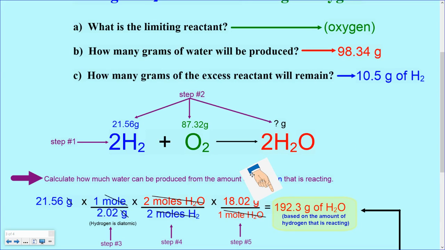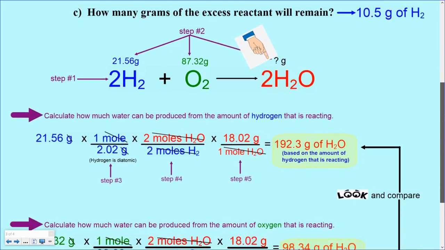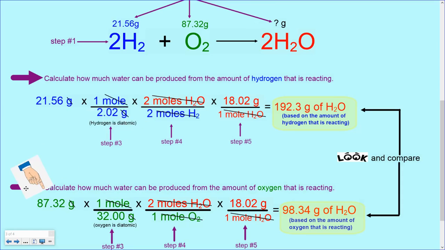Well, to answer that, we have to now ignore the hydrogen and figure out how much water we can make based on the oxygen. Very similar to the previous video where we talked about producing sandwiches from bologna and bread. So I took the mass of oxygen, 87.32, converted to moles, divided by 32.0. Remember, this is diatomic. The molar ratio is for every 1 mole of oxygen, you can expect to produce 2 moles of water. Using the molar mass of water, 18.02, the calculations equal 98.34 grams of water.